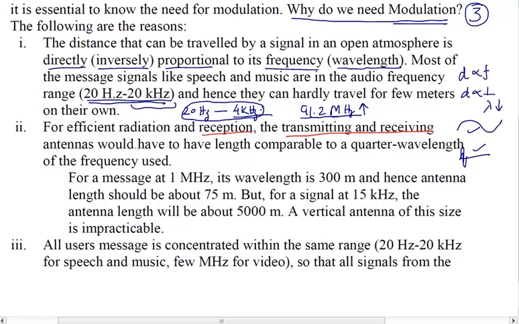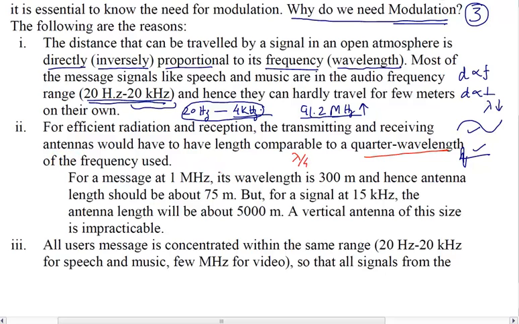So for radiation and reception, that means for transmitting and receiving the signal through an antenna, the best size would be a quarter wavelength. Quarter wavelength means lambda by 4.